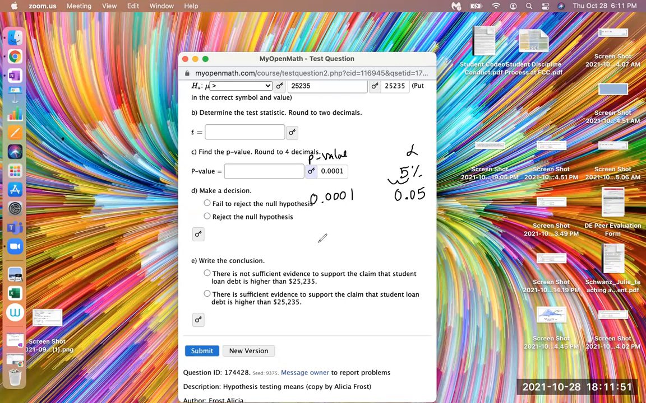Is that what we have in this situation? No. So in this case, you're going to reject the null. And then in that case, there is sufficient evidence to support the claim that the loan debt is higher. Good. Would you say there is sufficient evidence or there is not sufficient evidence? There is. Good, exactly, because those always go along.